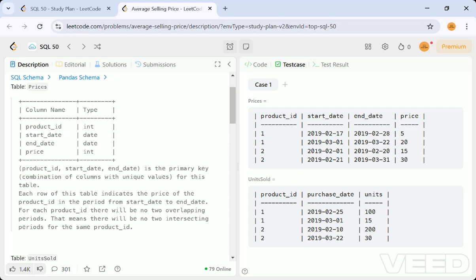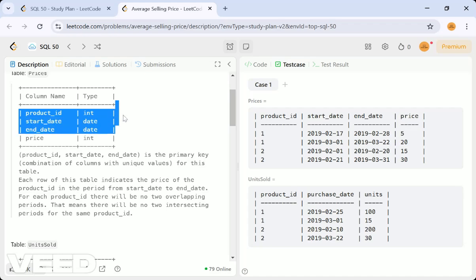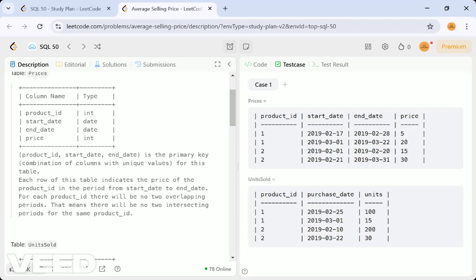For each product ID, there will be no overlapping of periods. Each product ID and start date combination is unique, so there will be no two intersecting periods for the same product. For example, if one product P1 has one period, the same product will not appear in another overlapping period. The other products will have their own dates likewise.